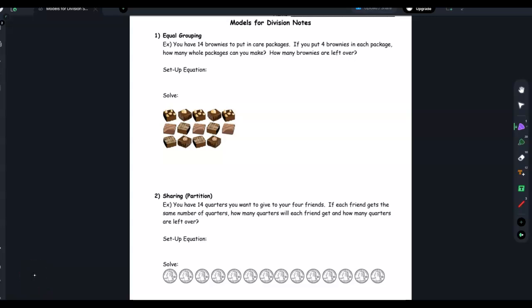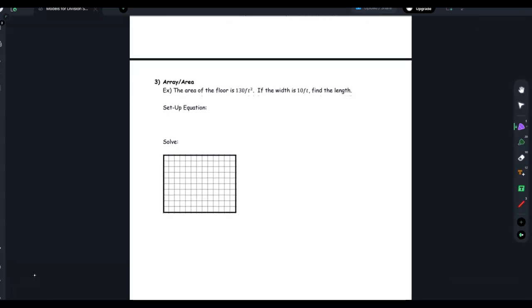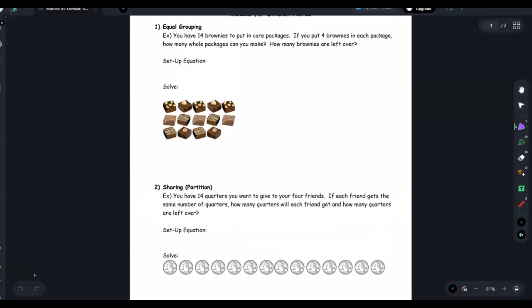Here we're going to take a look at models for division, and there are three models that we'll go through: equal grouping, sharing or partitioning, and then array and area. Array and area is pretty clear. Anytime you have a rectangle with a length and a width, or if you have items that are arranged into rows and columns, then you know it's going to be an array problem. However, the ones that are usually confusing are equal grouping and sharing partitioning. So this is probably the tough spot: how do I decide which one is which?